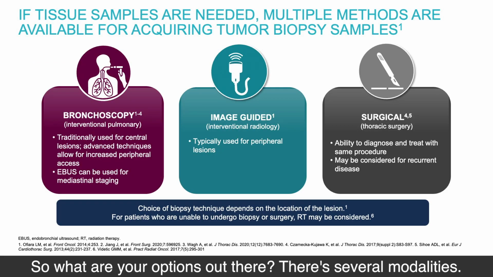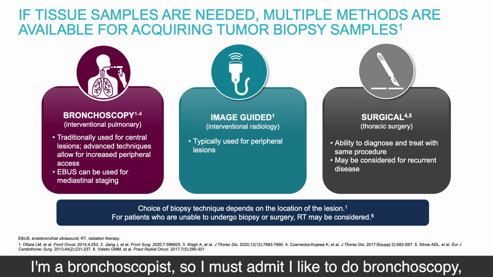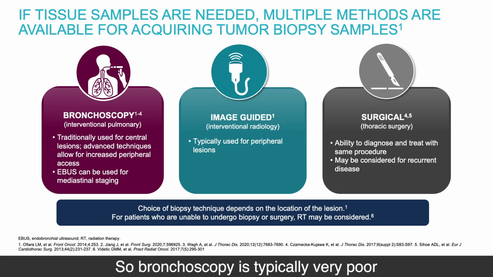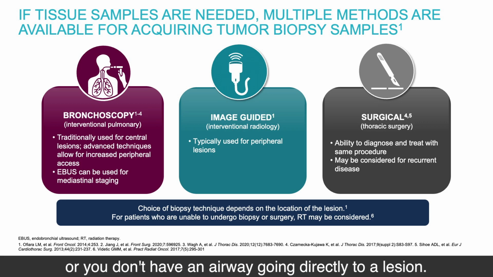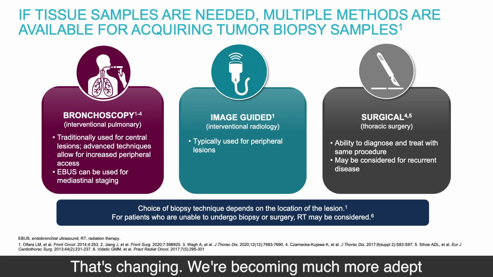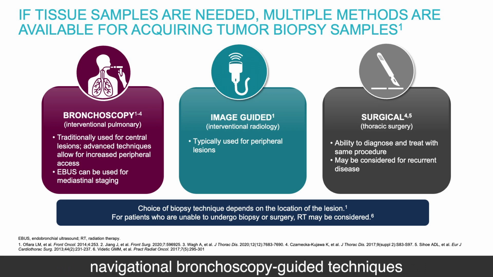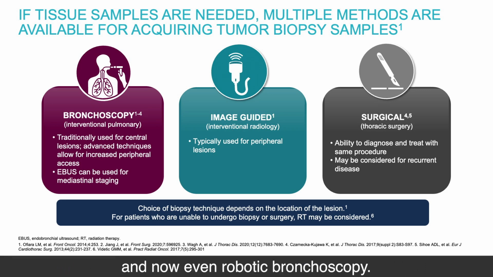So what are your options out there? There's several modalities. I'm a bronchoscopist, so I must admit I like to do bronchoscopy, but I acknowledge there's other ways to skin the cat, for sure. So bronchoscopy is typically very poor if you don't have a centrally located lesion or you don't have an airway going directly to a lesion. That's changing. We're becoming much more adept at peripheral lesions, smaller lesions, with the advent of navigational bronchoscopy, guided techniques, and now even robotic bronchoscopy.